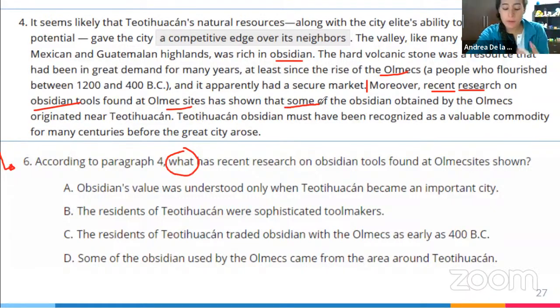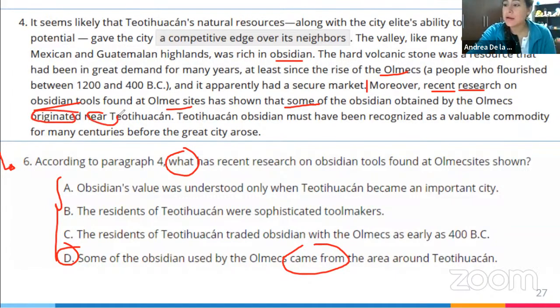What has this research shown? That some of the obsidian obtained by the Olmecs originated in Teotihuacan. That's it. You stop reading. It's a detail. You try to understand that the obsidian obtained by the Olmecs originated in Teotihuacan, and you search for that in the options. Definitely going to be option D. Some of the obsidian used by the Olmecs came from, originated, it's a synonym, near, around the area around is the same as near, Teotihuacan.